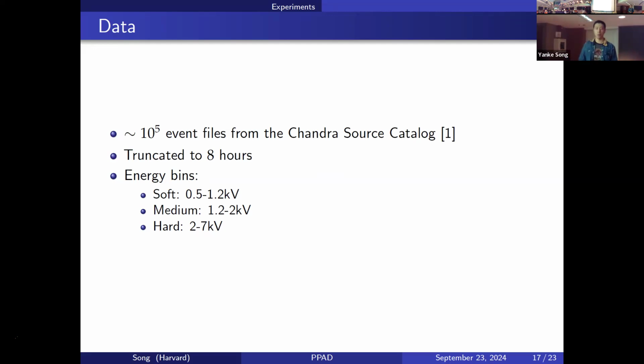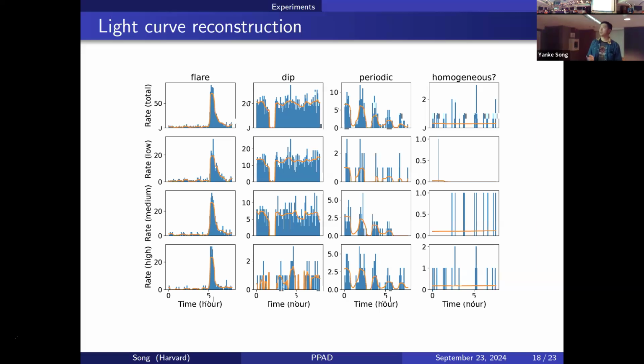These are all the pre-processing I'm doing, so pretty much relevant file. And the first set of experiment results I'm showing is the Yanke reconstruction. These are actually the four event files that I showed at the very beginning of my talk. On the top row is the total counts, and this is the counts for the low, medium, and hard energy bands.